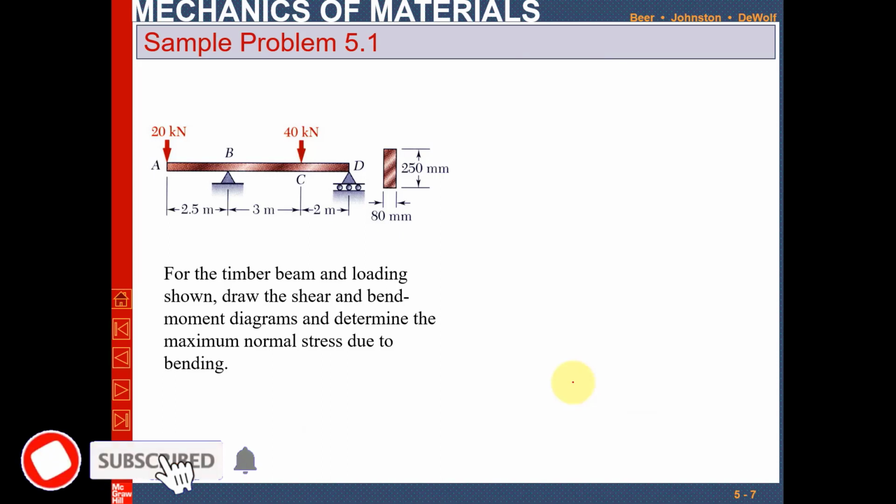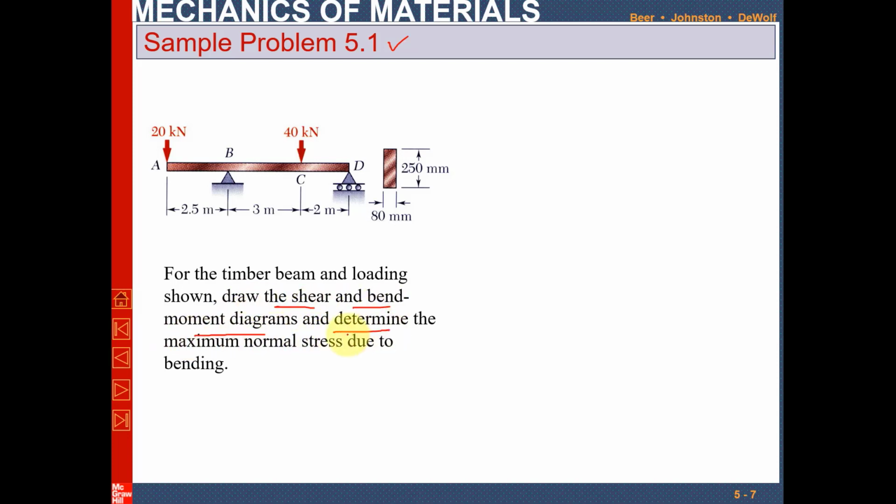Now let's move toward sample problem 5.1 and we will discuss all the things that we discussed earlier in this lecture. So you can see this is a timber beam and loading is also shown. Here you have been asked to draw the shear force and bending moment diagram and determine the maximum normal stress due to bending. So you can see this is the timber beam, and the cross section of the beam is given, height is 250 and width is 80 mm.